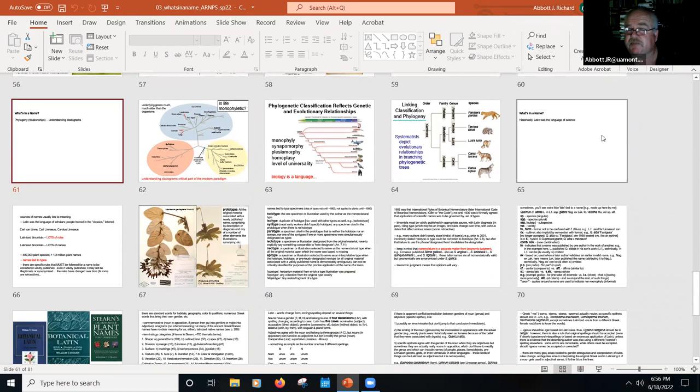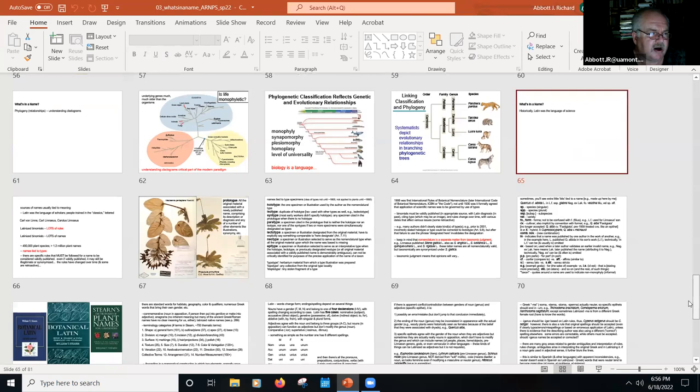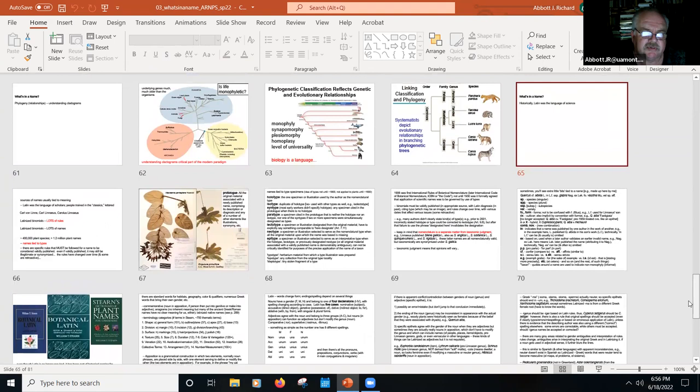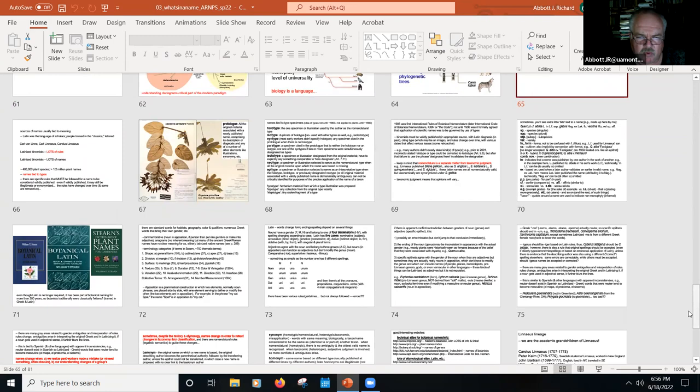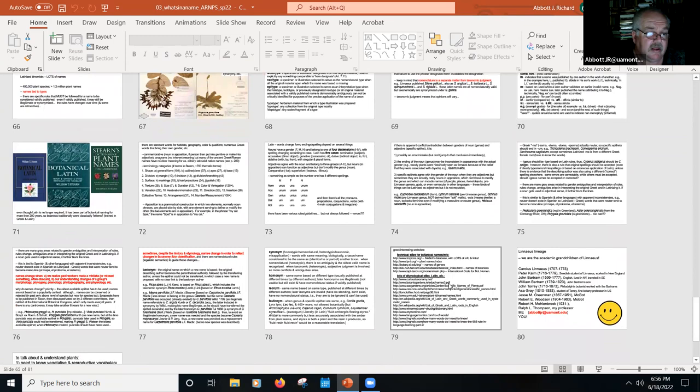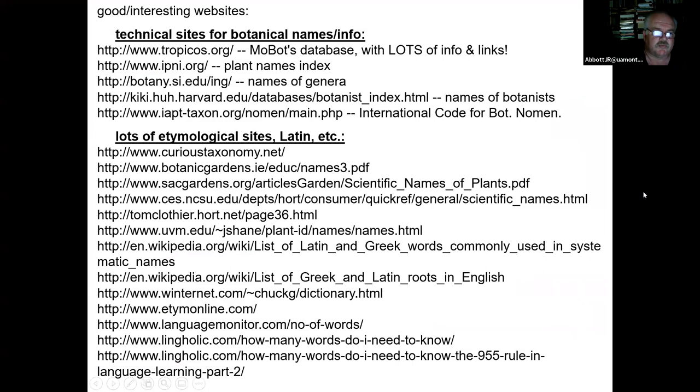And the final module here, if you want to read it and ask questions about it, looks more at the actual botanical nomenclature, some of the rules, some of the guidelines, and stuff about types, and what some of the different rules are. So essentially, there's a lot of stuff there. Let's jump back to the end here. There are also some websites that are fun to play with. If you're interested in the etymology or in pursuing some of this, follow up, please.